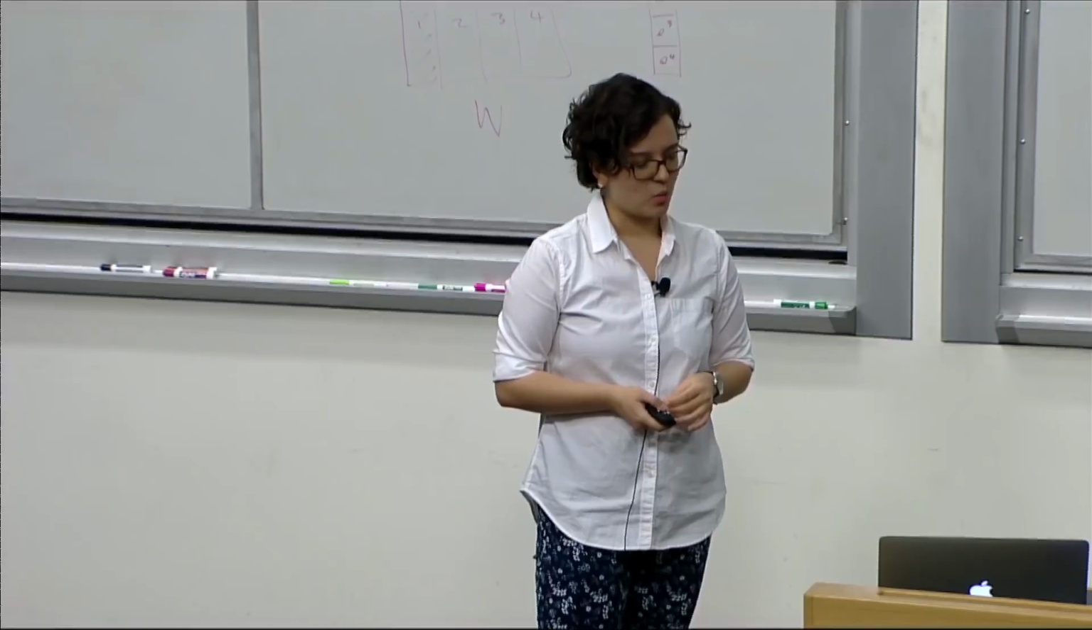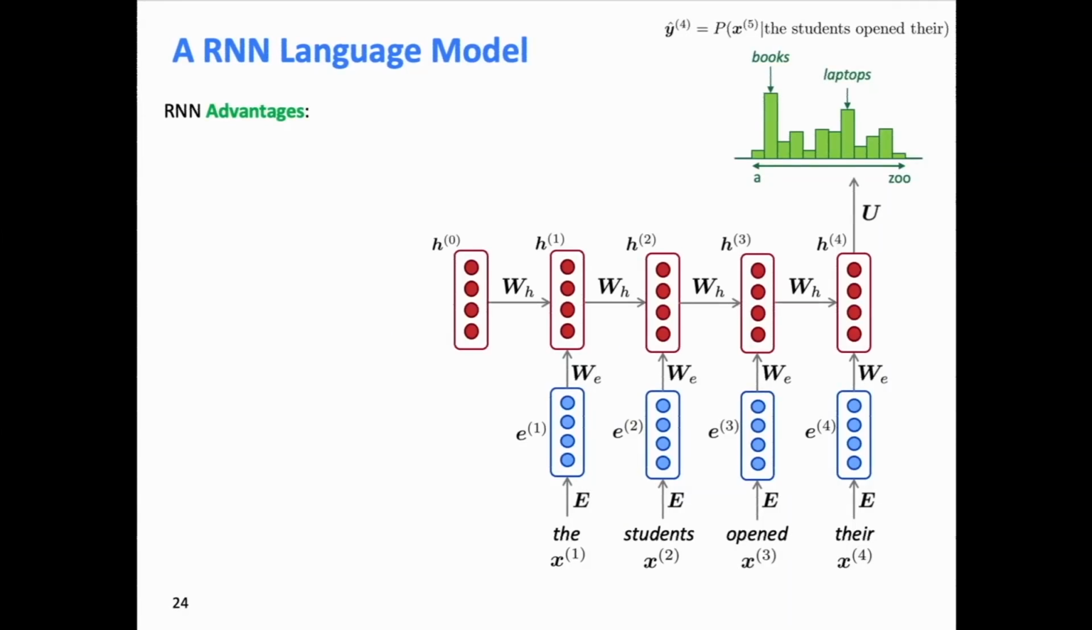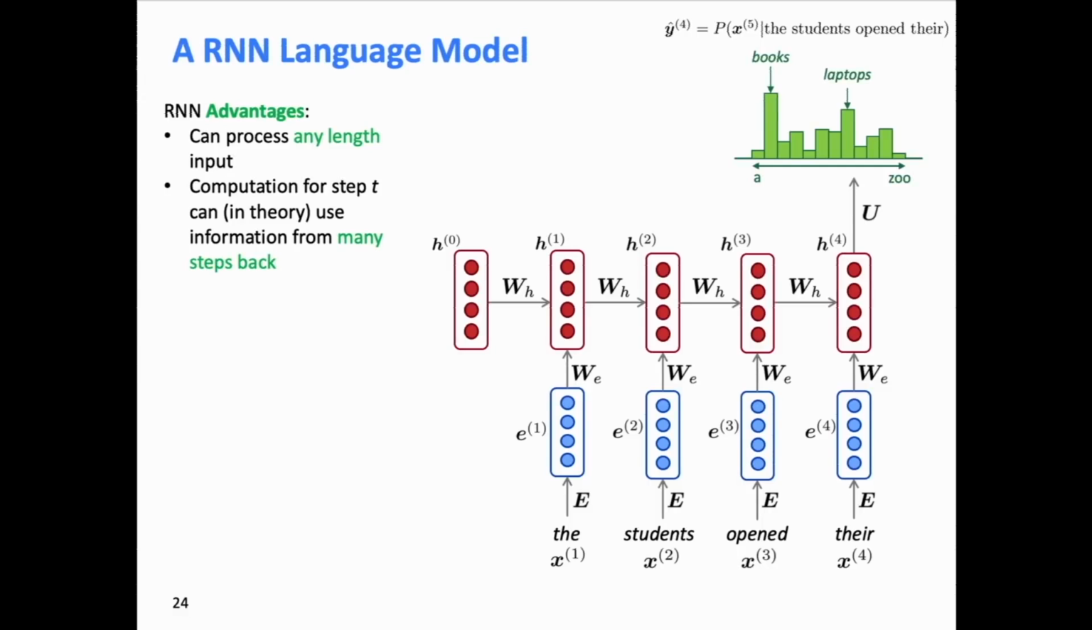So what are some advantages and disadvantages of this RNN language model? Here are some advantages in comparison to the fixed window one. An obvious advantage is that this RNN can process any length of input. Another advantage is that the computation for step T can, in theory, use information from many steps back. In our motivating example, as the proctor started the clock, the students opened their, we think that proctor and maybe clock are both pretty important hints for what might be coming up next. So at least in theory, the hidden state at the end can have access to the information from the input from many steps ago.